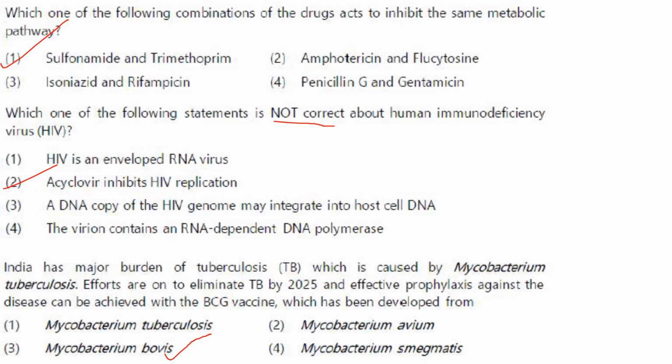Then next one. In India, there is a major burden of tuberculosis, which is caused by Mycobacterium tuberculosis. Efforts are on to eliminate TB by 2025, and effective prophylaxis against the disease can be achieved with the BCG vaccine, which has been developed from. So BCG vaccine is developed from Bacterium bovis. It is an attenuated live bovine tuberculosis bacillus that is used in the production of vaccine.